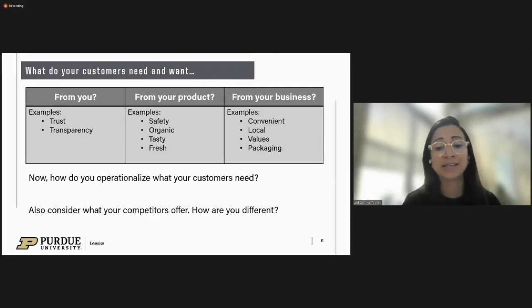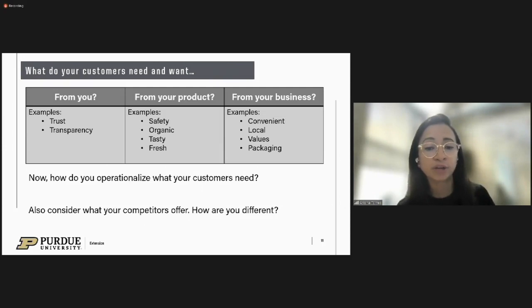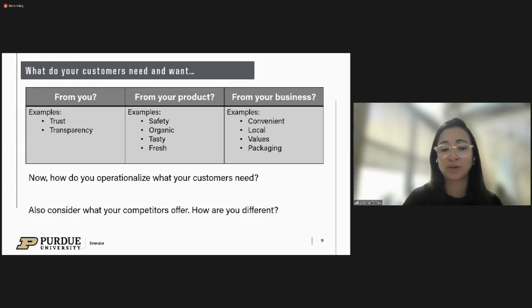And then how do you operationalize that? How do you make that work? That's when you have a very clear idea of what your customer segment is. You may be doing some little surveys or little interviews, or some polls on social media. It's very common for businesses to do social media polls on Facebook and Instagram and ask your customers what they want, and basically operationalize that. And then of course you have to consider what your competitors offer and try to differentiate from them.